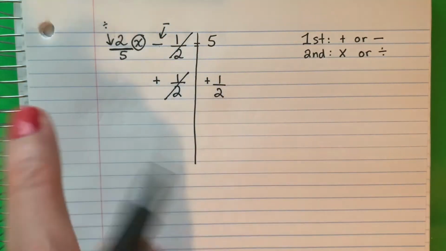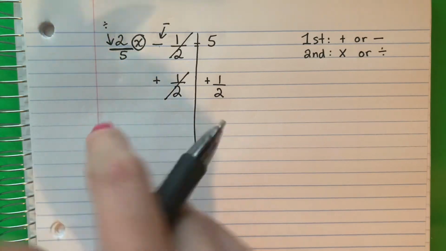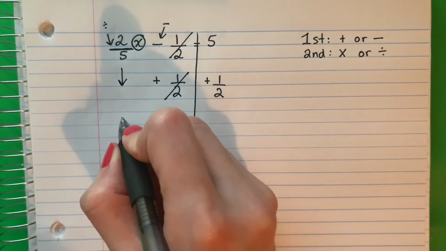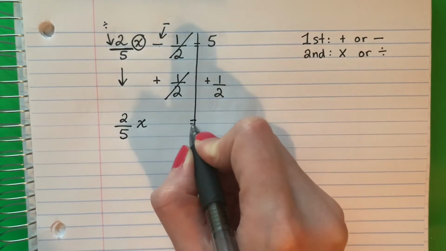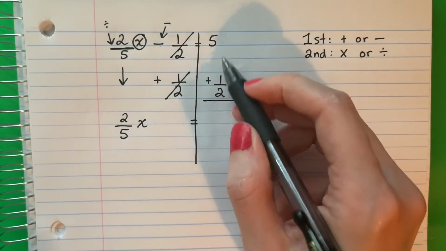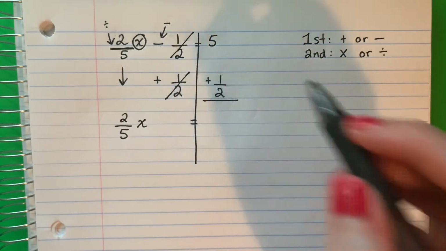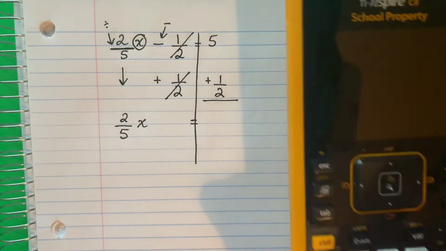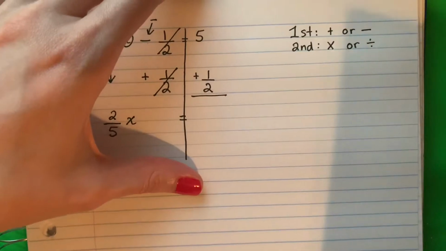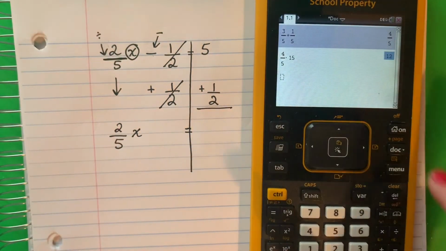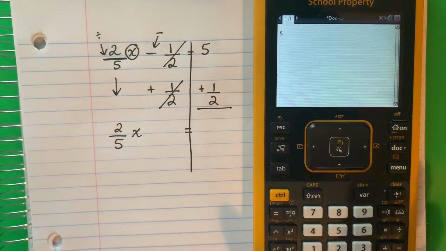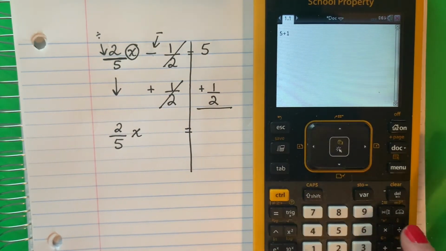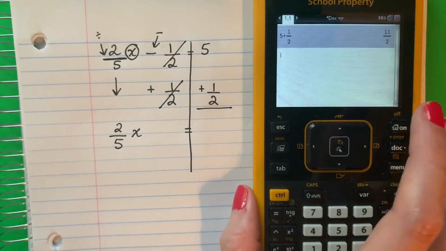And I'm going to copy this down. Voy a copiar esto because there's nothing here. So I'm going to copy, and I'm going to put it here. 2 divided by 5, or 2/5 x equals, and this I will put in the calculator, 5 plus 1/2, 5 más 1/2. Oops. So I'm going to put 5 plus 1/2. And I get 11/2.